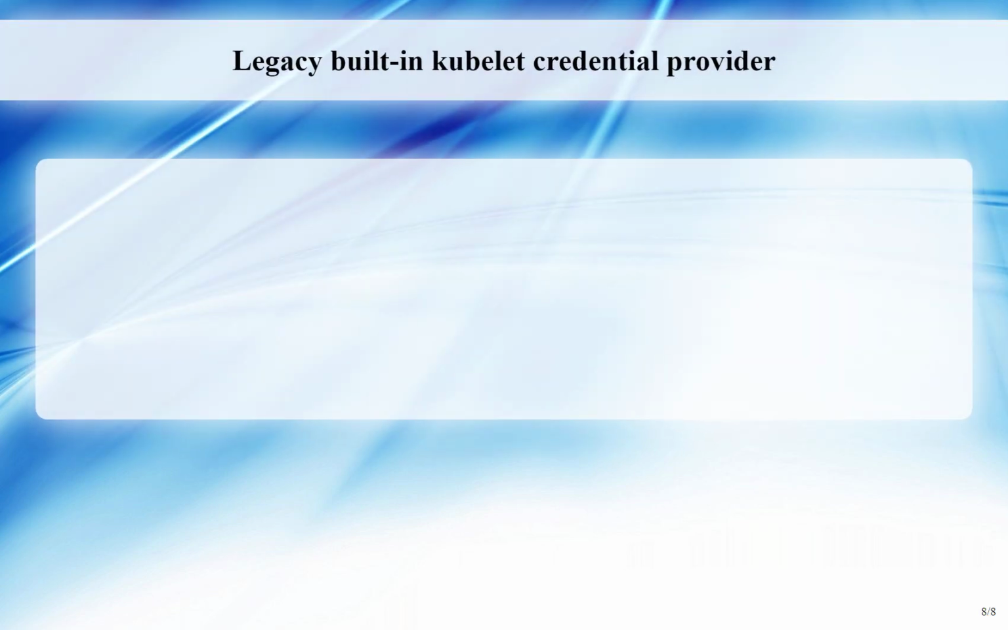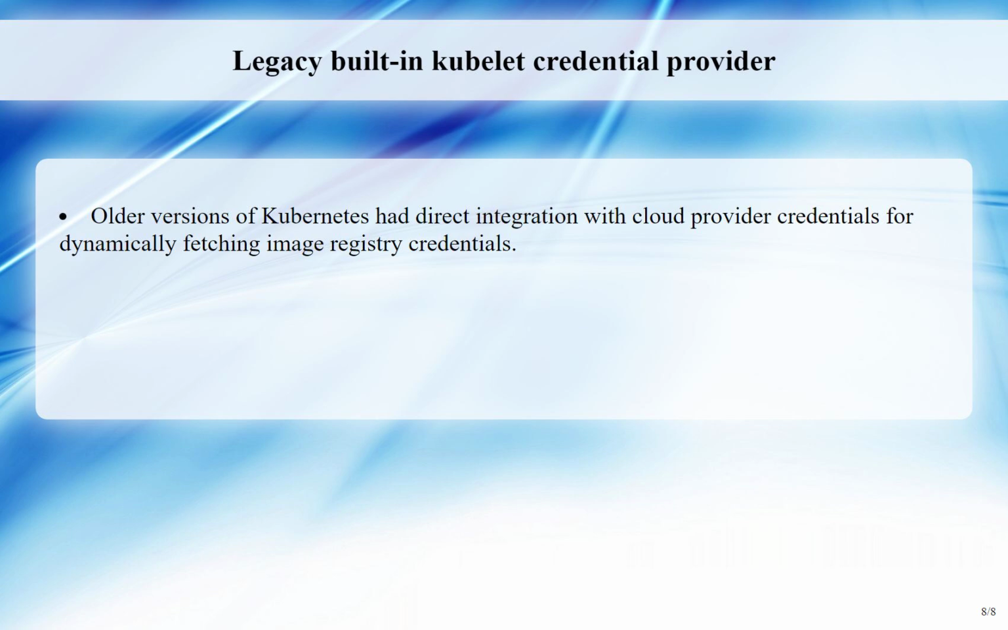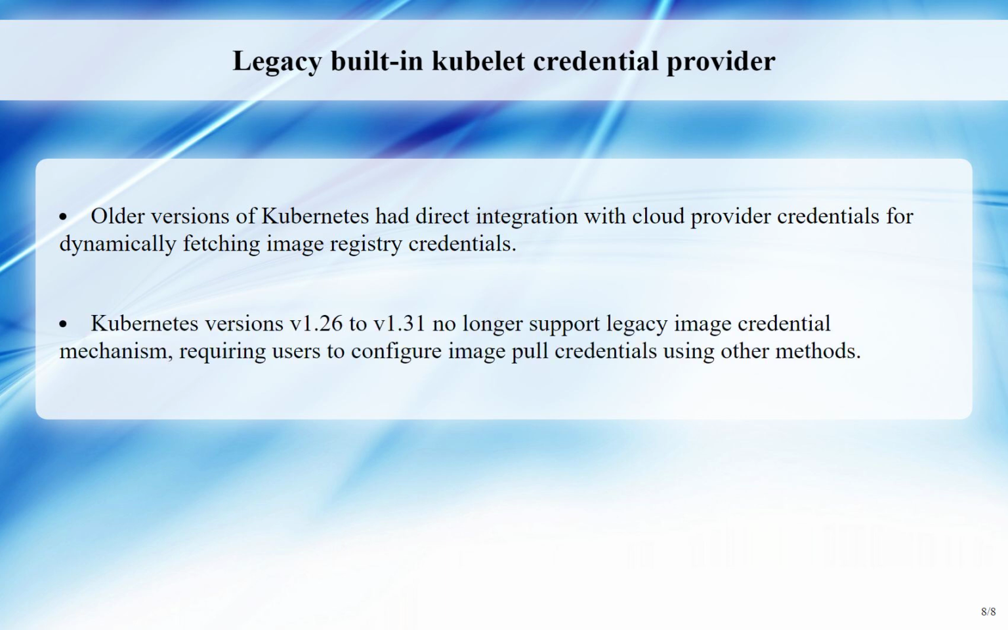Legacy built-in Kubelet credential provider. In older versions of Kubernetes, the kubelet had direct integration with cloud provider credentials, allowing it to fetch credentials for image registries dynamically. This integration included ACR, ECR, and GCR. However, Kubernetes versions v1.26 to v1.31 no longer include this legacy mechanism. To work around this, users can configure a kubelet image credential provider on each node or specify image pull credentials using image pull secrets and at least one secret.